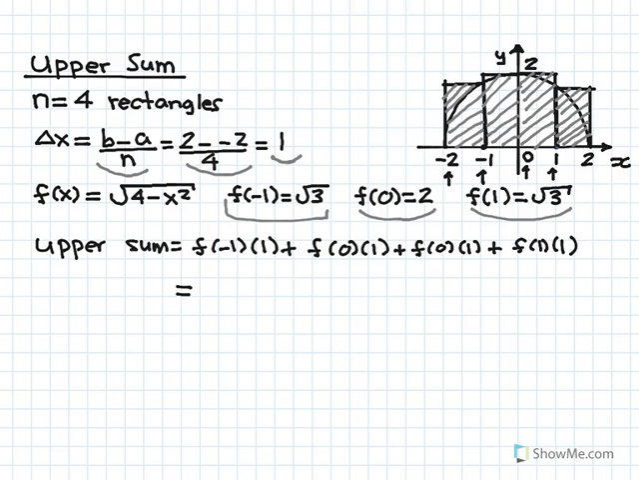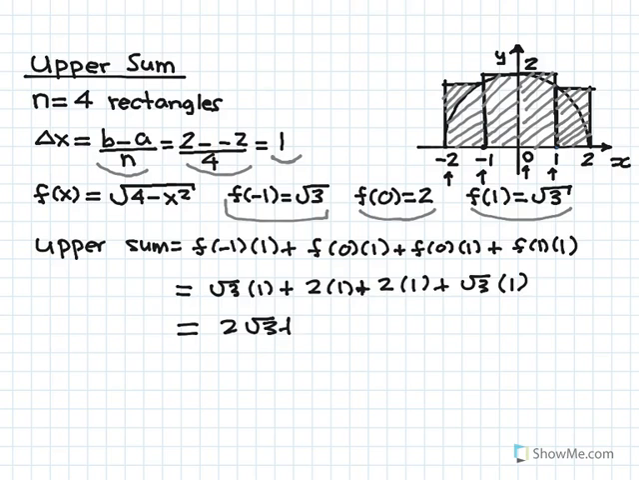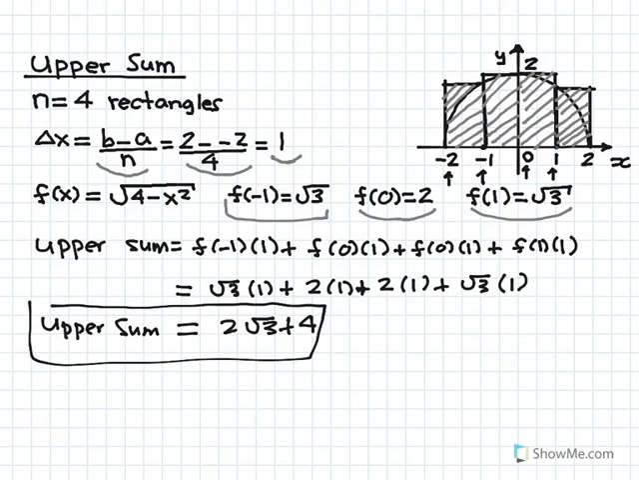Now, all of these functional values have been evaluated. F of minus 1, that's root 3, times the width of 1. F of 0 is 2 times 1. F of 0 again is 2 times 1. And f of 1, that's just root 3 times the width of 1. Let's add these up. We're going to get 2 root 3 plus 4. This is the upper sum. The exact area, we computed that before, and exact area is equal to 2 pi.